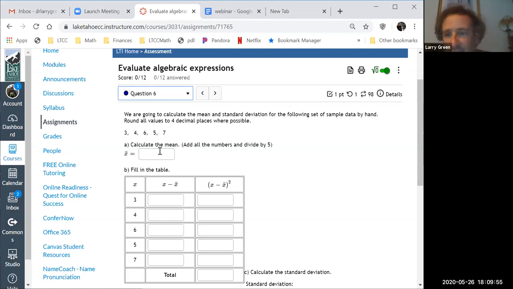Oh, good, good. Okay, at least a couple of you got it. So let's see. I like to do it the easy way. You can add them however you want. 6 plus 4 is 10. 3 plus 7 is 10 more, that's 20. Another 5 is 25. 25 divided by 5 is 5. Any questions on part A?